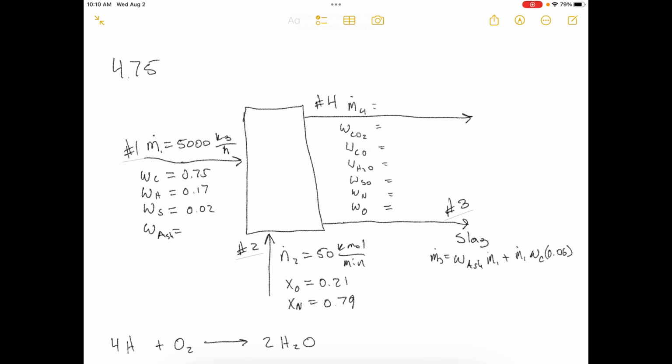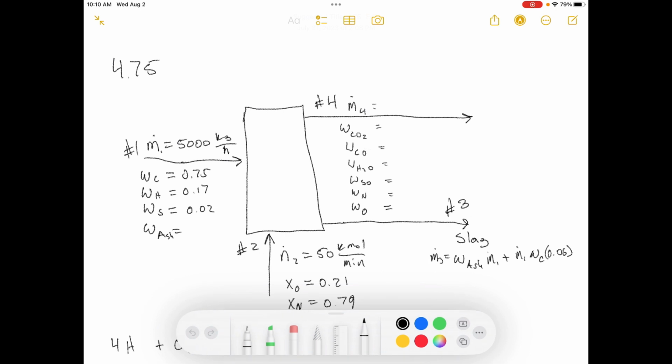All of the ash and 6% of the carbon in the fuel leave the furnace as a molten slag. The remainder of the carbon leaves in the stack gas as carbon monoxide and carbon dioxide. The hydrogen in the coal is oxidized to water, and the sulfur emerges as sulfur dioxide. The selectivity of carbon dioxide to carbon monoxide production is 10:1. Part A, calculate the percent excess air fed to the reactor.